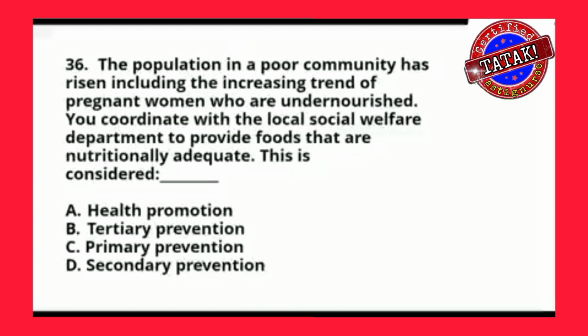Okay, so take note, in your number 36, meron nang sakit yung mga pregnant women. Okay, ano ba condition nila? They are now considered as undernourished na. So pag wala pang sakit, ang ating prevention doon is pwedeng health promotion or primary prevention sana. Kaso, sa given sa ating situation, undernourished na yung mga pregnant women. So, pag undernourished na, tapos nagbigay tayo ng foods, nutritionally adequate foods, that is now considered as secondary prevention, which is the letter D.